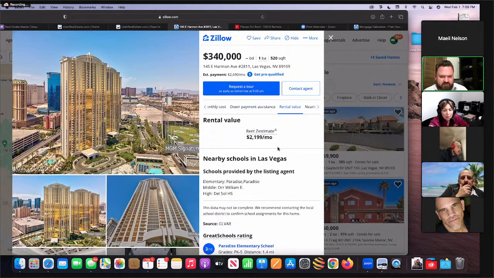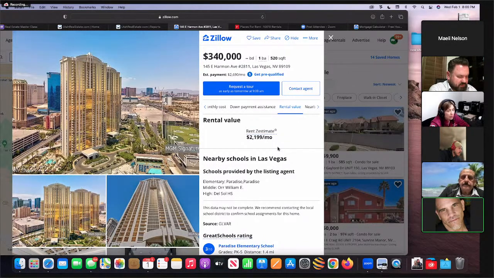There it is. 2199. Wow. Doesn't seem like it's high enough for me. Only 21,000. What the heck? 2100, 2200 really. Or 2100. That's terrible. What's our minimum cash flow, Tim? It's got to be 500. $500. Okay.